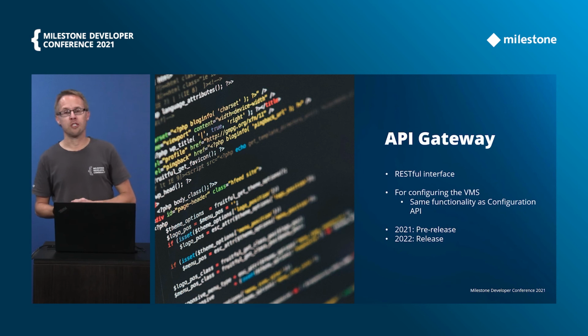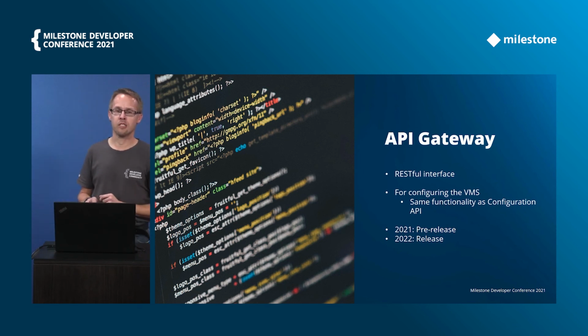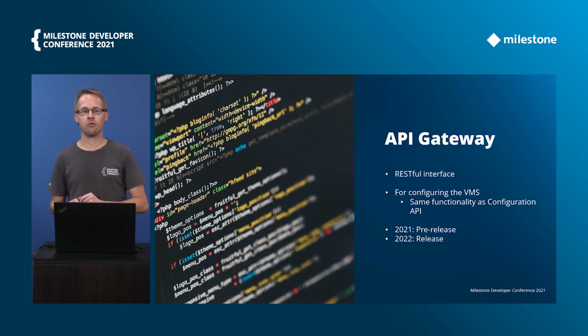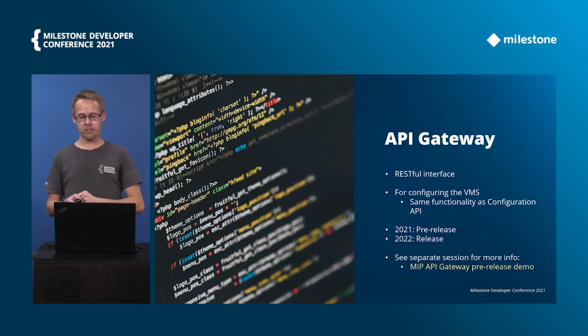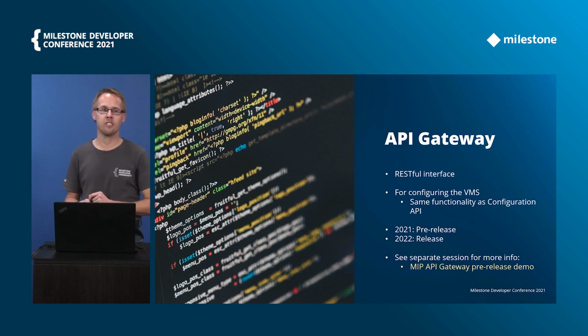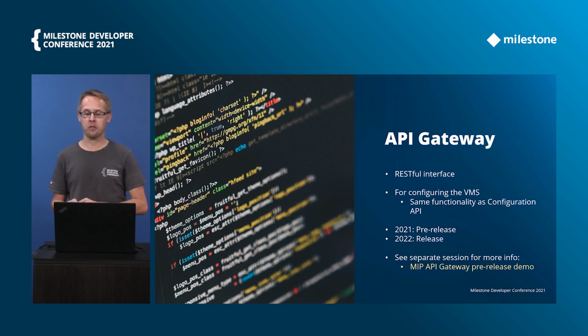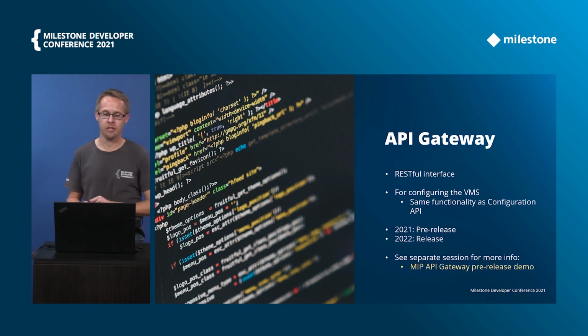But it requires being installed separately next to the VMS, and it requires a 21 R2 release of the VMS to work. Then for the 22 R1 release, we will be releasing this as an integrated part of Corporate and the other products in the suite. If this seems interesting to you, we have another session later today, called the MIP API Gateway pre-release demo, where we'll go a bit more into detail on what this is about. So go check it out.